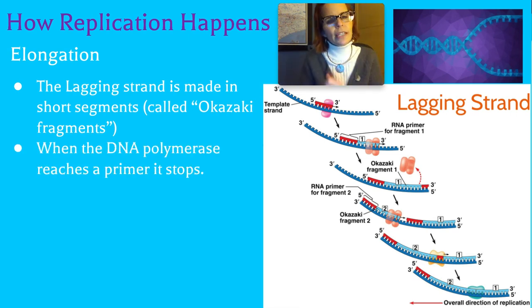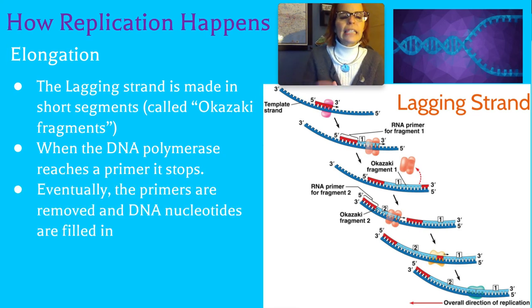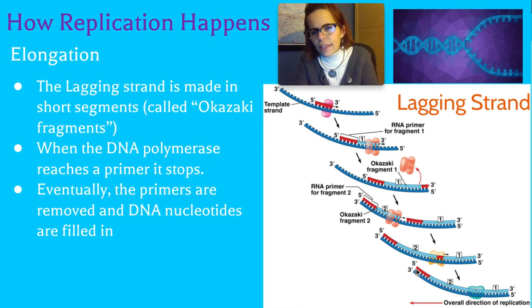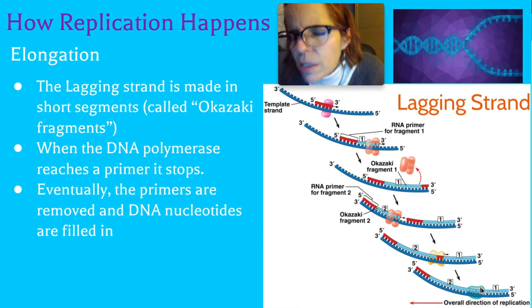So it says when the DNA polymerase reaches a primer, it stops. Eventually, the primers are removed and DNA nucleotides are filled in. I think right here they're showing the primer being removed and the correct DNA nucleotides being attached. Now, this is subtle, and I wish I could zoom in, and I want your eyeballs to be really close and look at this.